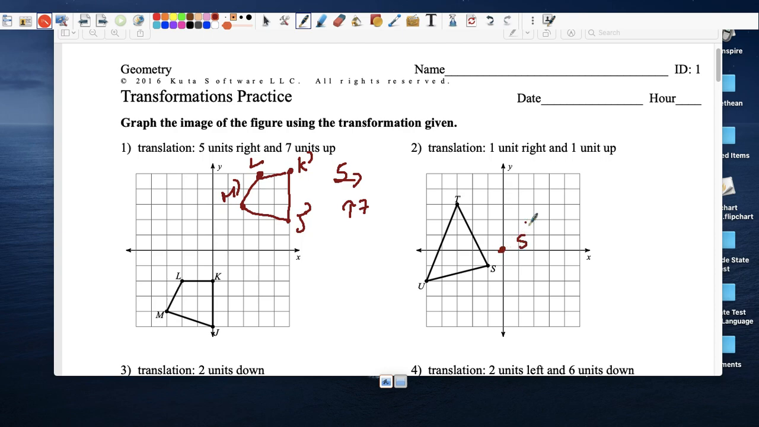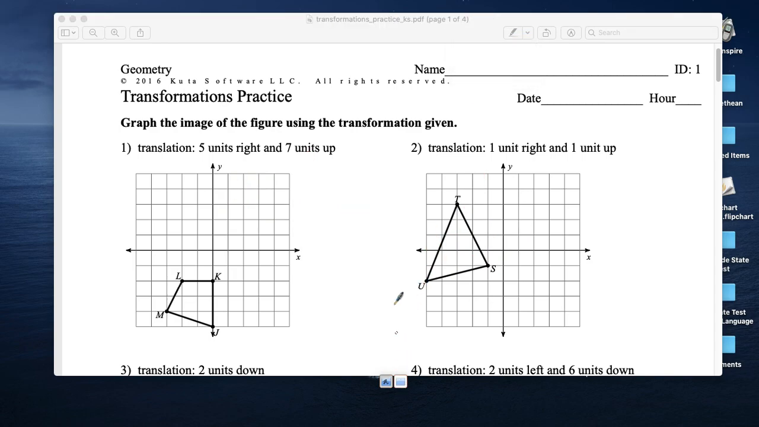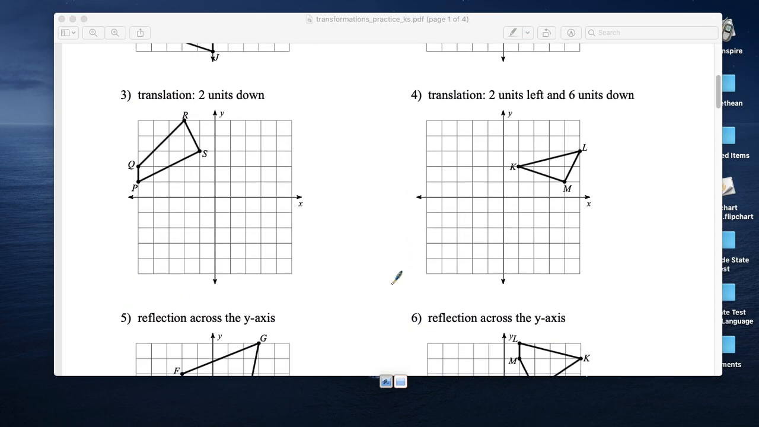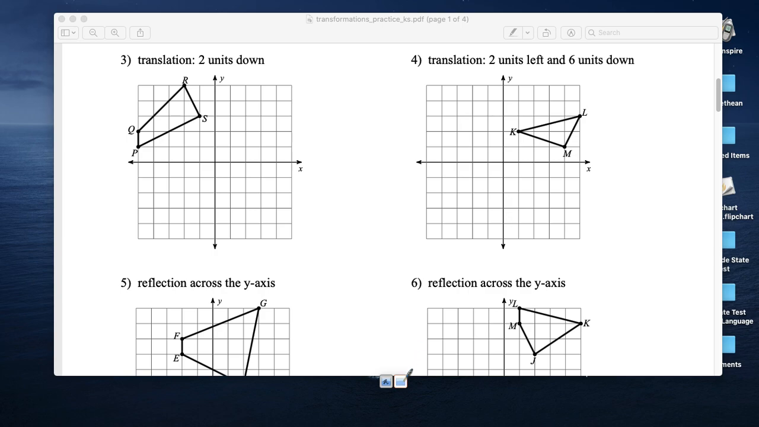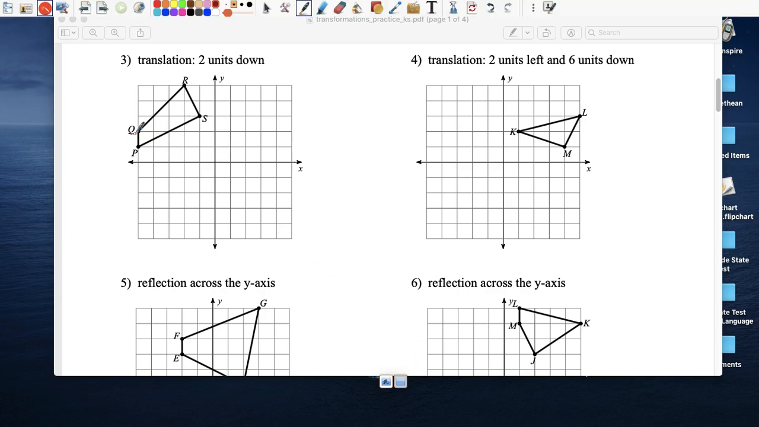Here's S prime, 1 to the right, 1 up. Here's T prime. Here's U prime. Pretty easy. You might be asked for points. 2 down. Okay, so seriously? 2 down, so Q, 1, 2. Here's Q prime. P prime is 1 unit away, so we can just graph it. 1, 2. Here's R prime, and here's S prime. Pretty simple. That's translations.